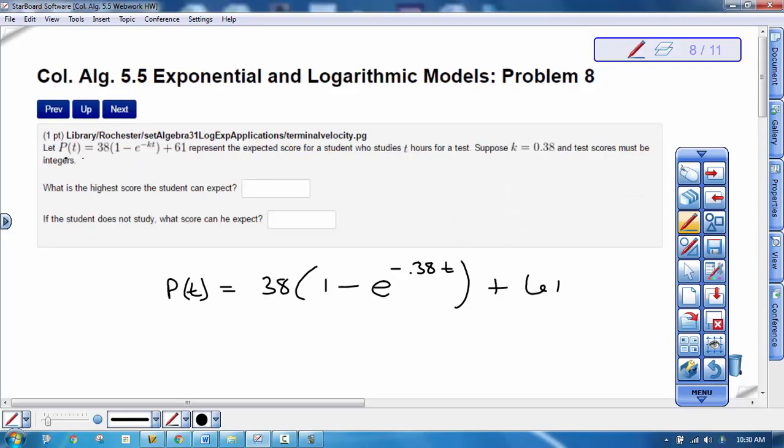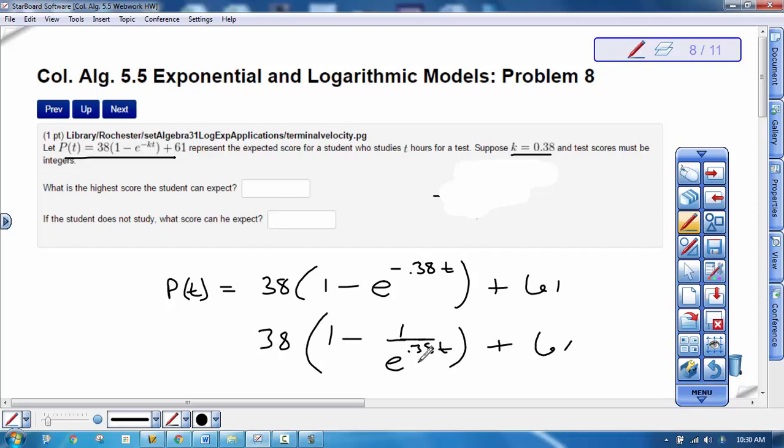Okay, the next problem says, here's a function right here that represents the expected score for a student who studies T hours per week. And then K is 0.38, so I've plugged in K, it's 0.38. Now, what you'll find, the first question says, what's the highest score a student can expect? So you could graph this, obviously, and look at the highest score. I'm not sure what it looks like, but we can figure this out algebraically, too, because this is 1 over e to the 0.38t here, if I rewrite this.